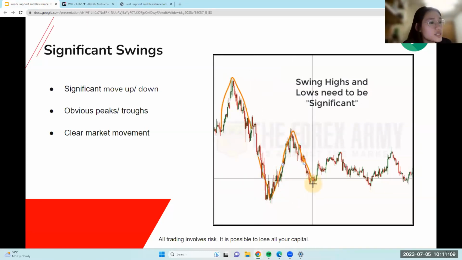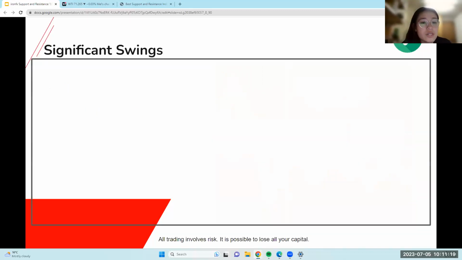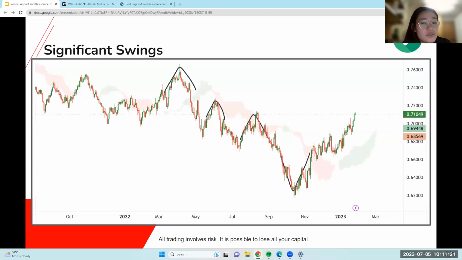So here's the correct example. You can see how significant or how clear these peaks and troughs exactly have to be. Okay, here's another example of significant swings. So I've drawn out the peaks and troughs to point out exactly how clear it should be.